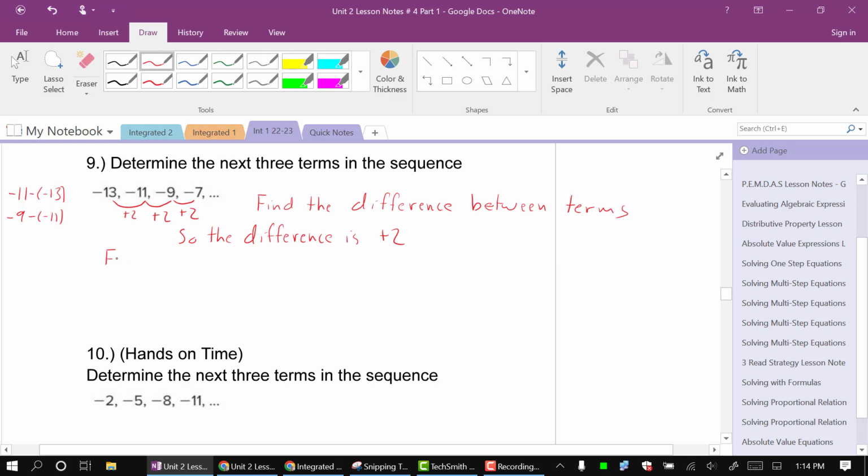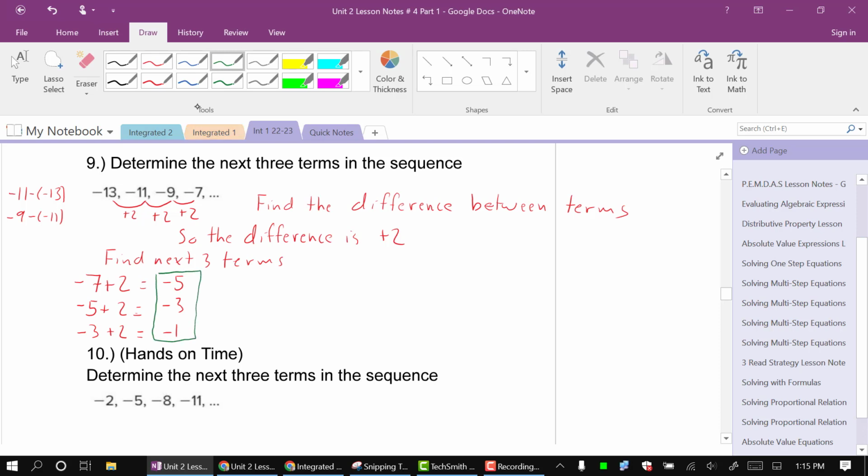Now let's find the next three. So I'm going to start off with my last term, which is negative 7. I'm going to add 2 to that, and that's going to give me negative 5. Then I'll take that negative 5, I add 2 more to that, and that's going to give me, not negative 7, sorry, negative 3. And then I take negative 3, I add 2 more onto that, and that's going to give me negative 1. So my next three terms are negative 5, negative 3, and negative 1.